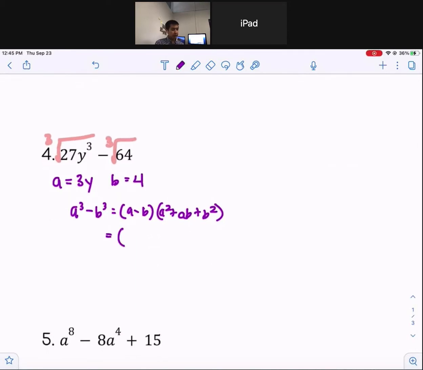And now we just plug in: all our a's are now 3y and all our b's are 4. 3y minus 4. Plug in a for here, so that's going to be 3y to the second, right? 3 times 3 is 9. y times y, y squared. The middle is ab, so our a, 3y, times our b, 4, plus 12y. Our b squared is 4 to the second power, which is 4 times 4 for 16.